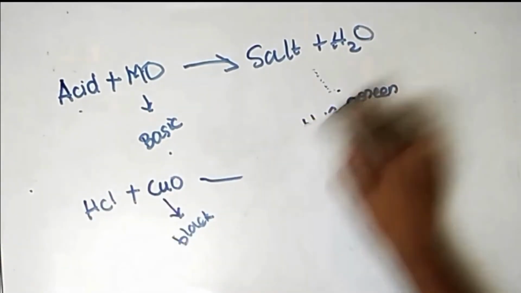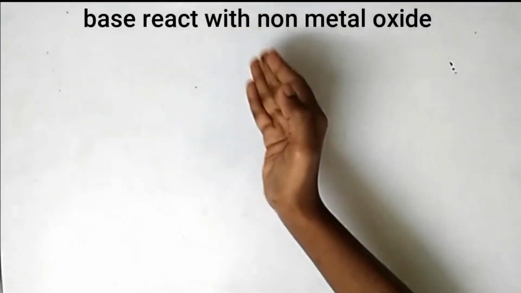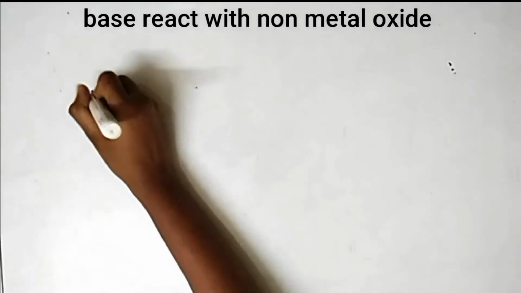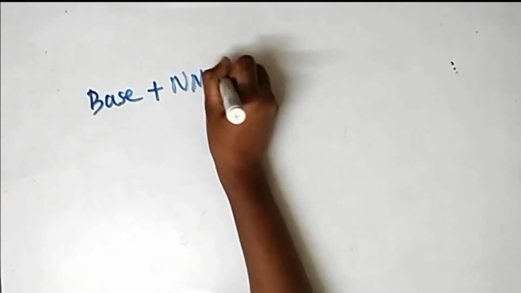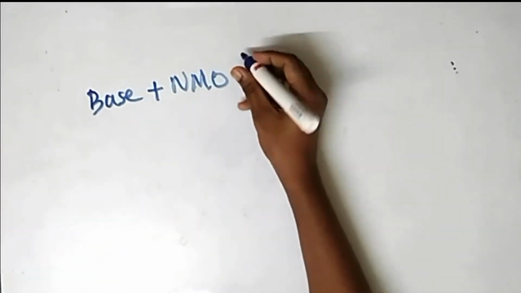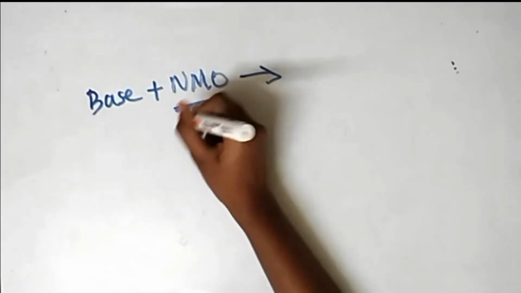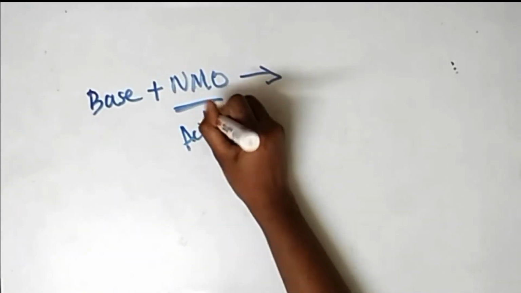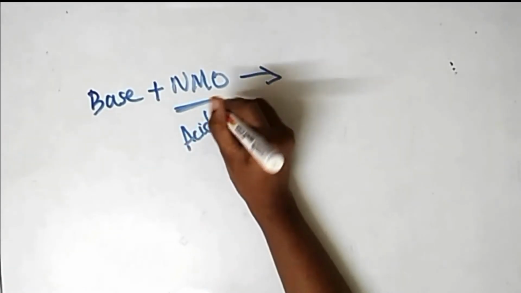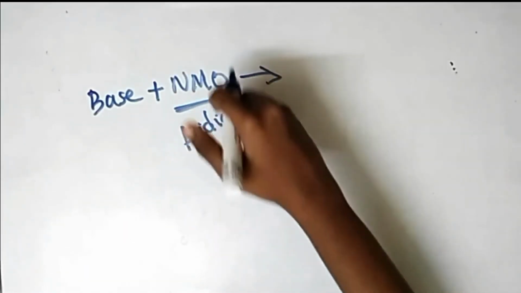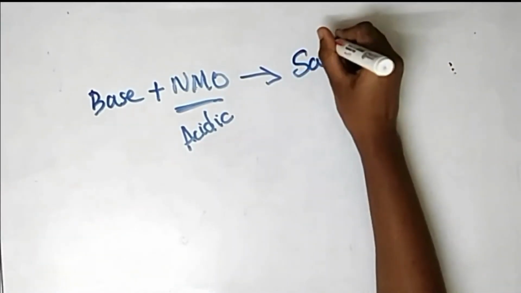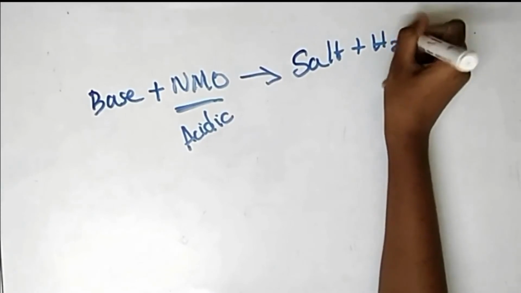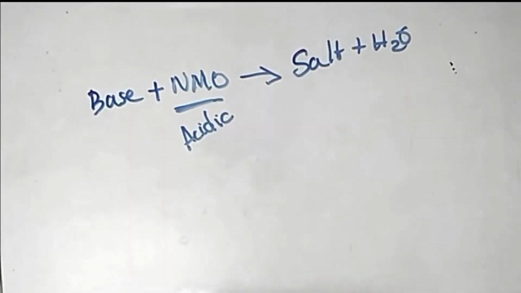So next we will check what will happen when the base reacts with a non-metal oxide. We can see that the non-metal oxide is acidic in nature. We already said non-metal oxide is acidic in nature, and the acid and the base react together and neutralization happens, and they also form what? Salt plus water. For example, we studied about the lime water.